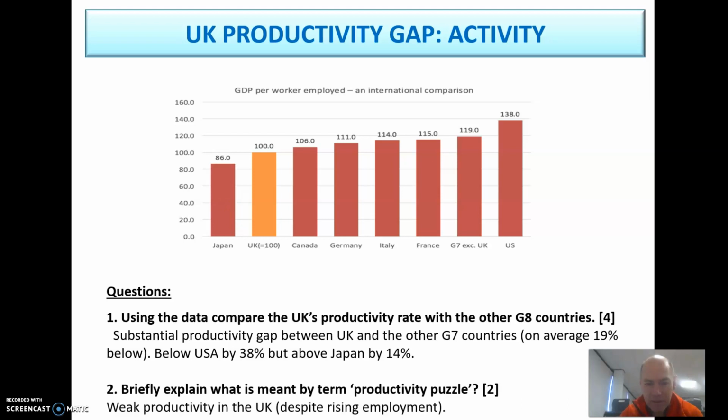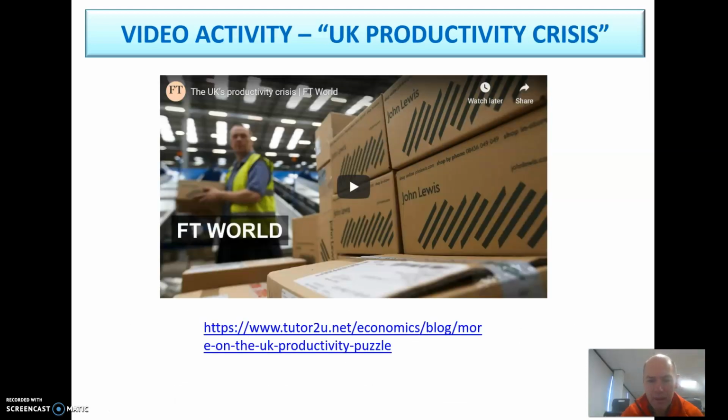What do we mean by the productivity puzzle? Well, really, it's trying to explain why there is weaker productivity in the UK, particularly so, or made even greater since the credit crunch of 2007-8, despite rising employment.